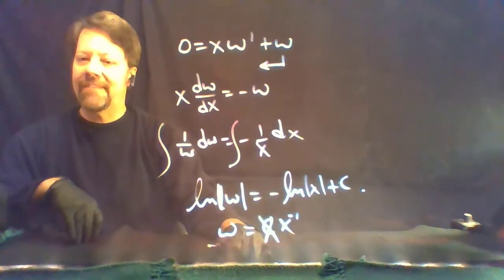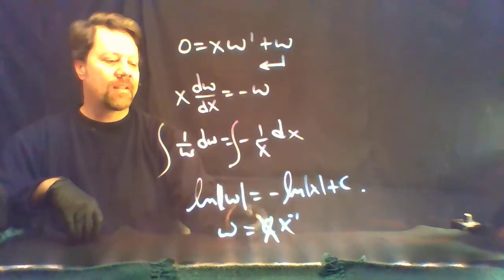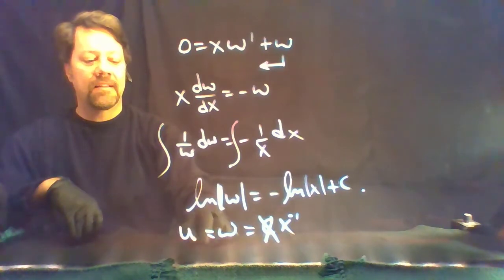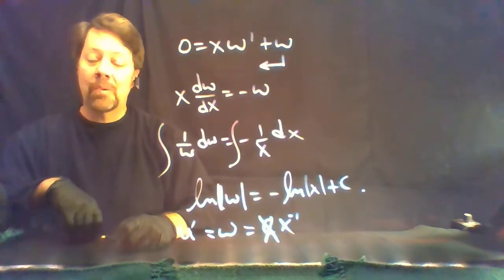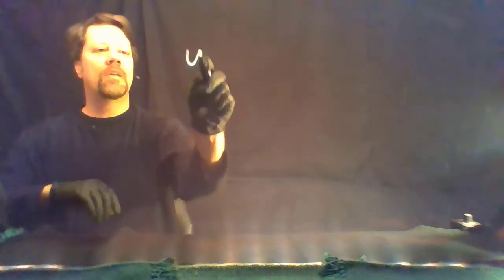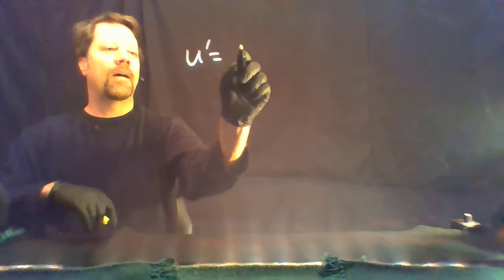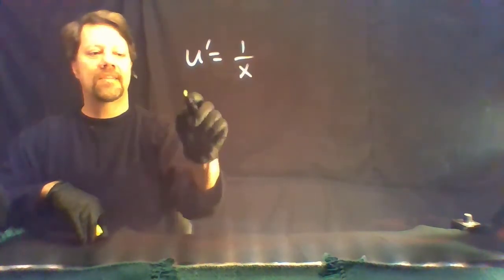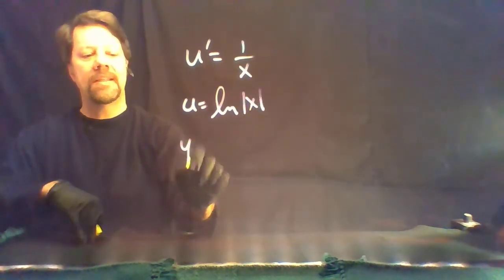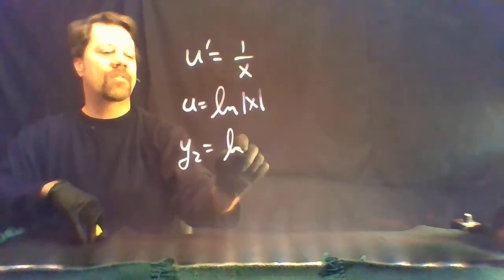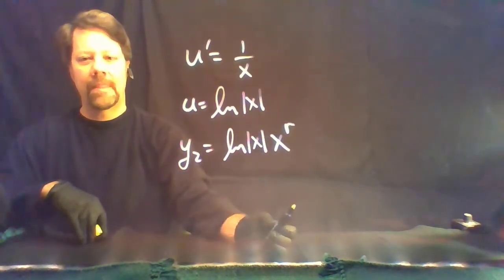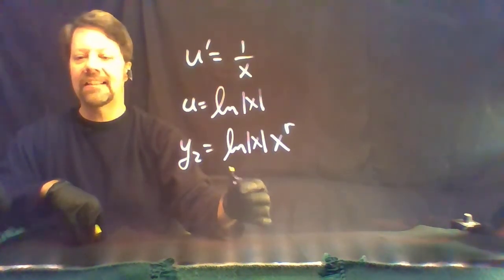Again, because we're going to have a constant times our y, this constant is unnecessary at this point. But keep in mind, w is u prime. We still have to integrate again to figure out what u is. With u prime equal to 1 over x, you see that u is the natural log of the absolute value of x, which means that y2 is the natural log of the absolute value of x times x to the power r. You don't multiply by x to get a second linearly independent solution.